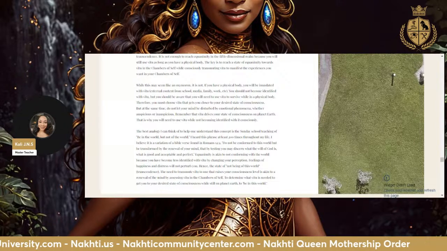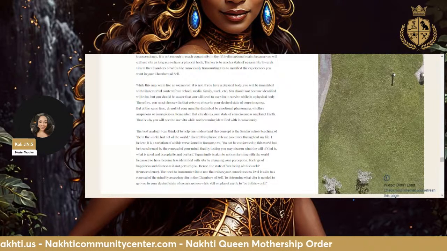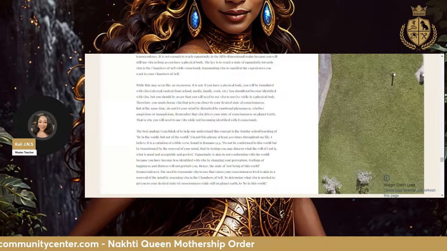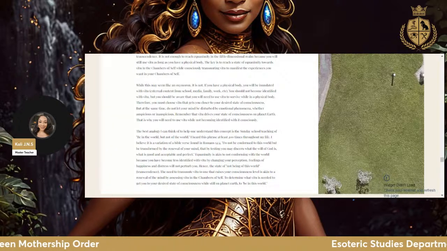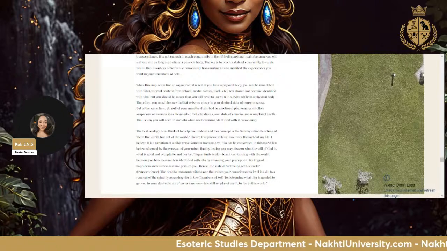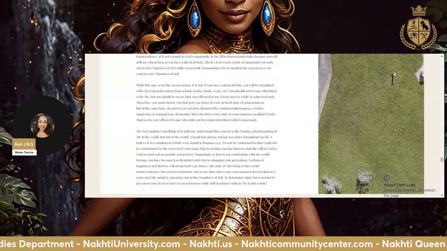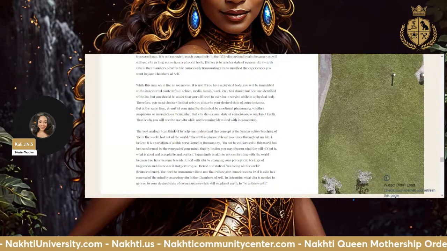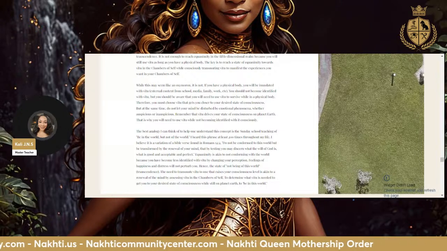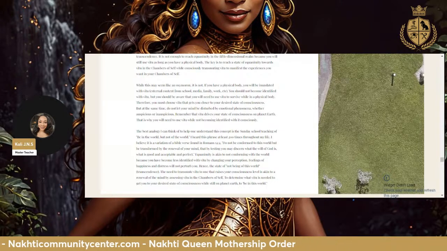But at the same time, don't let your mind be disturbed by emotional phenomenon, whether good or bad. Remember, content, information drives your state of consciousness on planet Earth. That is why you need to use information while not becoming identified with it consciously. Because now you're in a physical body. You need to get things done. You want certain things. You want to look a certain way.